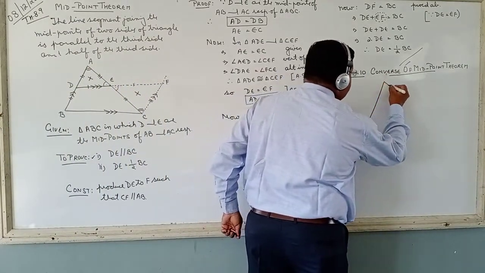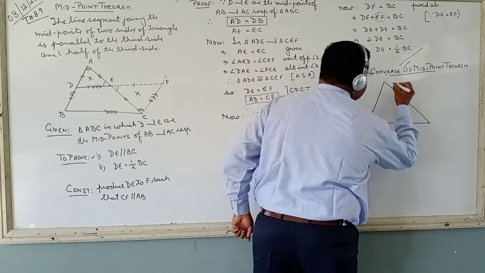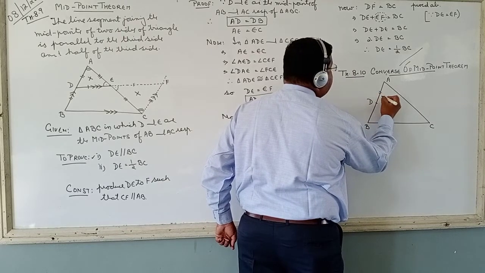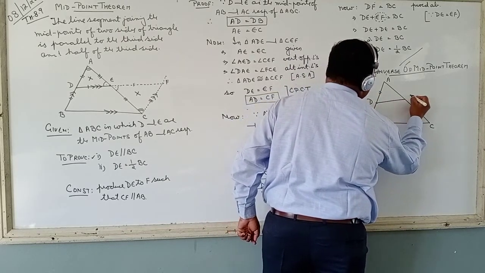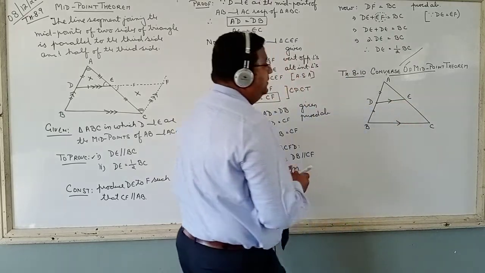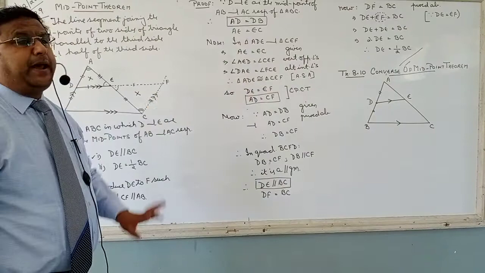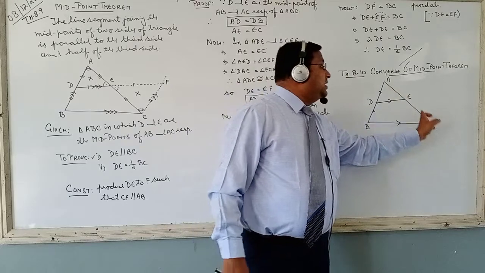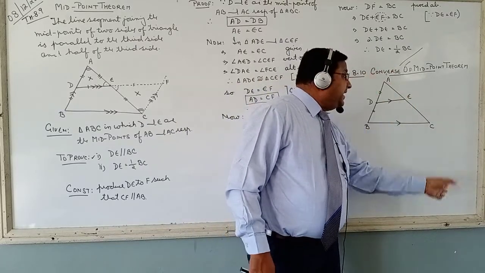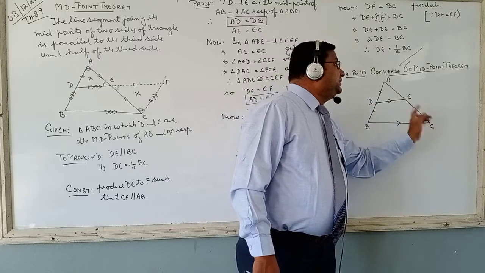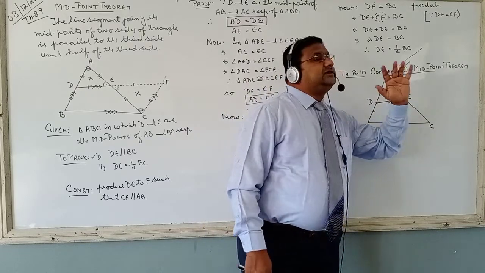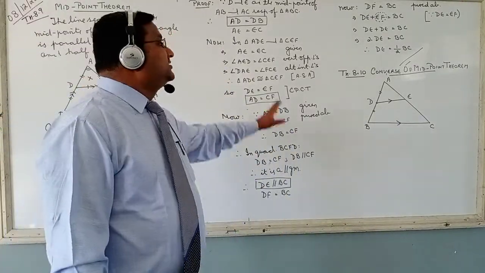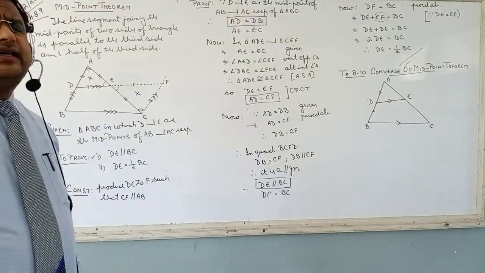He says in this converse that in a triangle, say triangle ABC, a line is drawn from the midpoint of one side, AD is equal to DB, and this DE is parallel to BC. In the midpoint theorem, we proved that DE is parallel to BC. Here he is telling you that DE is parallel to BC. Then the third side is also bisected. Then this E is the midpoint of AC. Then this AE is equal to EC. That is the converse of the midpoint theorem. Right? So this is what we have to apply in the exercise.